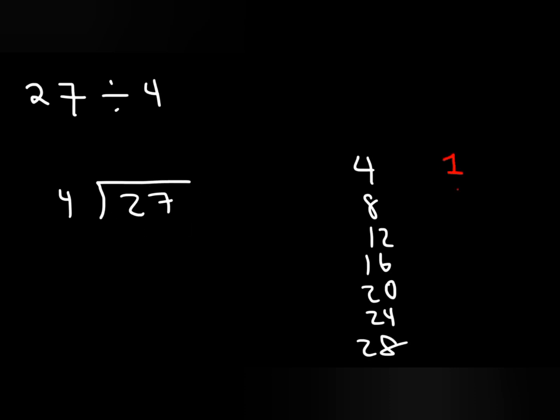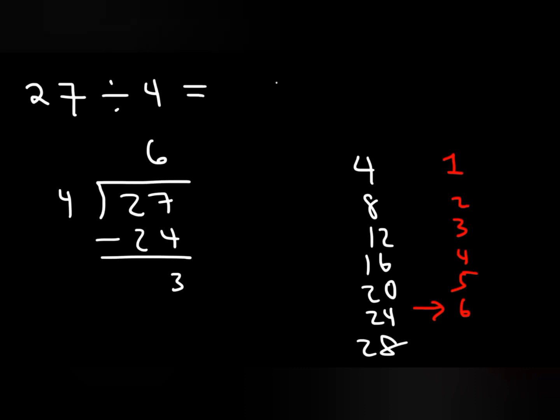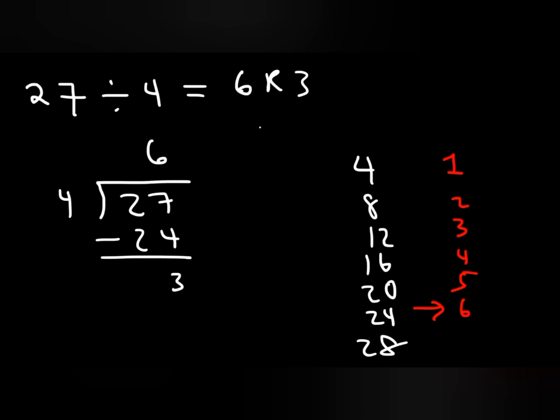And so this is 1, 2, 3, 4, 5, 6. So 4 goes into 27 6 times. 4 times 6 is 24, and 27 minus 24 is 3. So one way in which we could write the answer is we could say that 27 divided by 4 is 6 with a remainder of 3. But now let's also write the answer as a decimal. So let's add a decimal point.